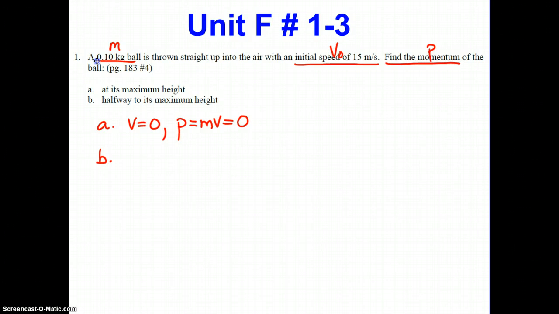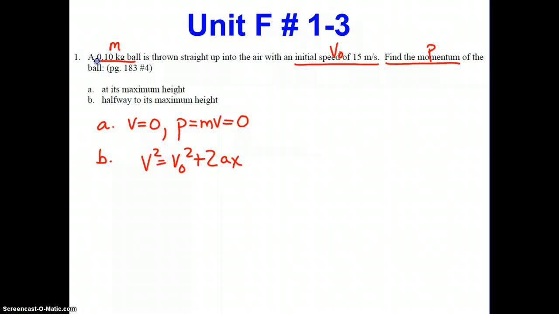We need to find the momentum of the ball halfway to its maximum height. The first thing we need to do is find the maximum height. We know that at the maximum height, the velocity is 0. We have an initial speed of 15 meters per second, and acceleration due to gravity also acts on the object. We are looking for a distance, so it makes sense to use v squared equals v0 squared plus 2ax to find the total height attained, and then we can divide that in half to find the halfway height that we need for the calculation.